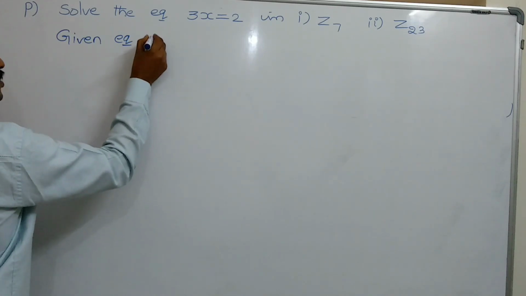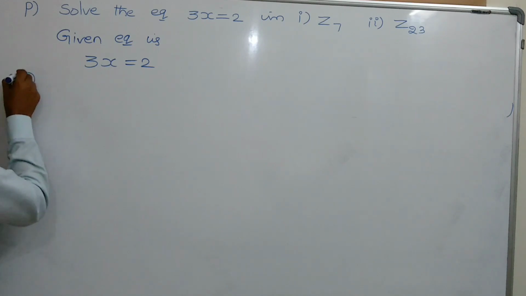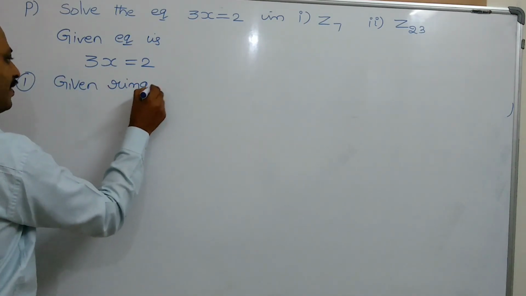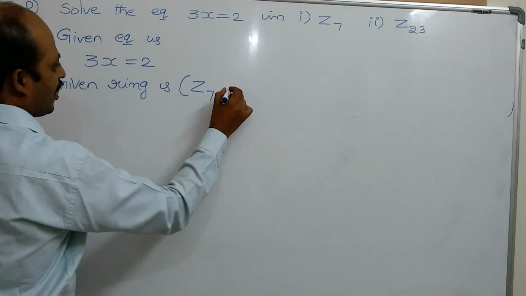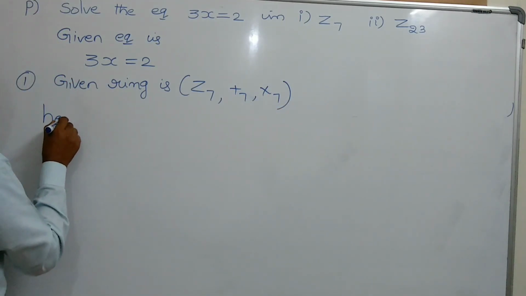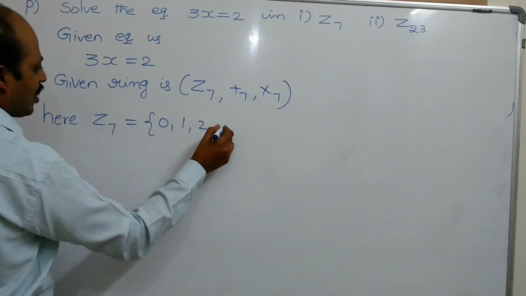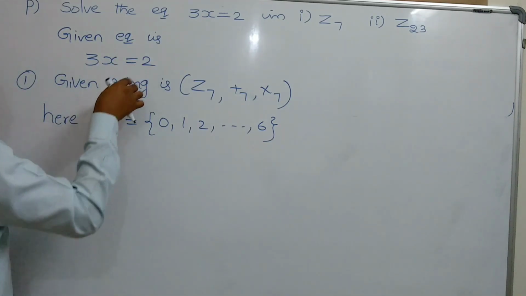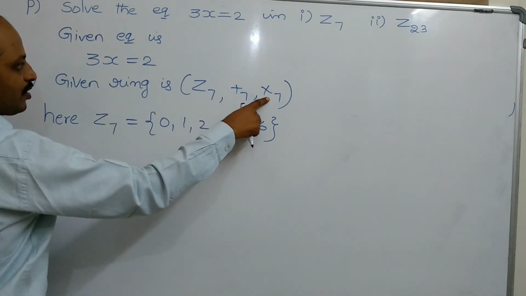Given equation is 3x is equal to 2. Take the first ring. Given ring is Z7 with respect to addition modulo 7 and multiplication modulo 7. Here Z7 is equal to 0, 1, 2 and so on up to 6. The question is 3x is equal to 2. Operation is multiplication, so you can use multiplication modulo 7.